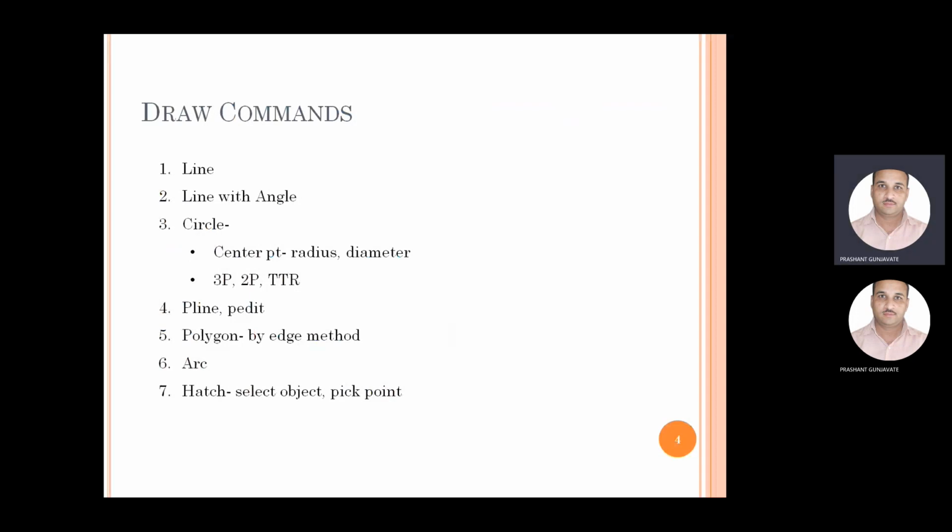So you have the center point and you have the radius or diameter. You may have 3 points, you may have 2 points through which the circle is passing, or you may have to draw a circle which is tangent to two lines and has some radius. Okay, then there is the pline or polyline command. Then to edit that, there is one more command called the pedit command. After that, there is the polygon command. Okay, the polygon command can be used to draw a triangle, square, pentagon, hexagon, which are regular, with all the sides having equal length.